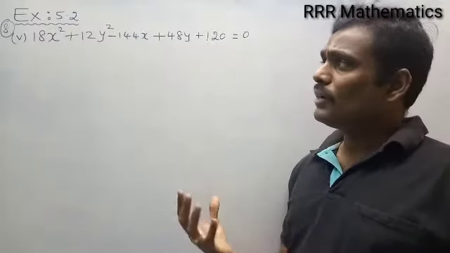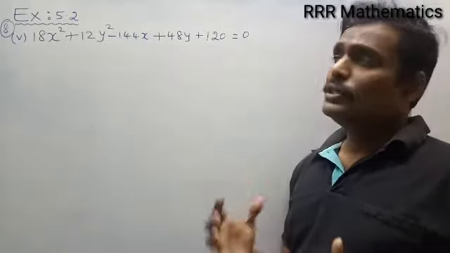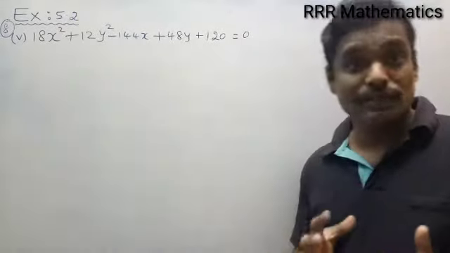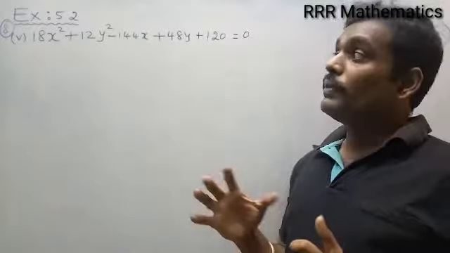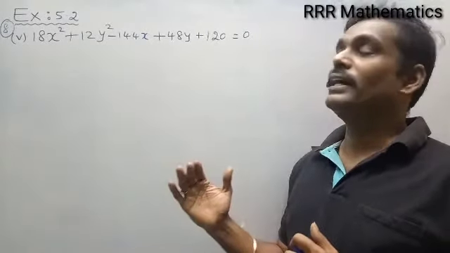But in this case it's not like that. It's a very big equation which carries x², y², x, y and a constant. So you want to bring it to standard form. That is the very first step. We are going to apply the completion of square method with respect to x and y.